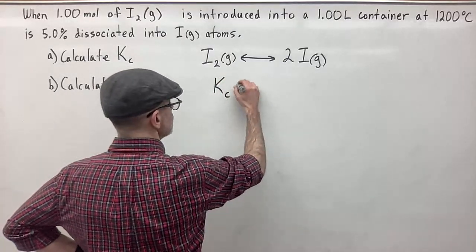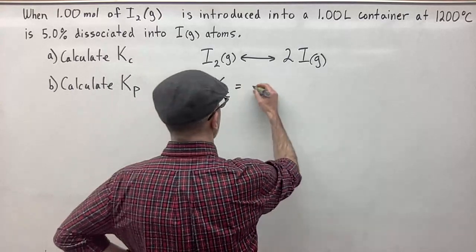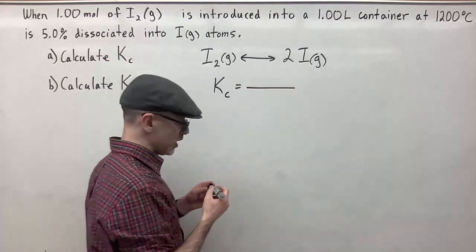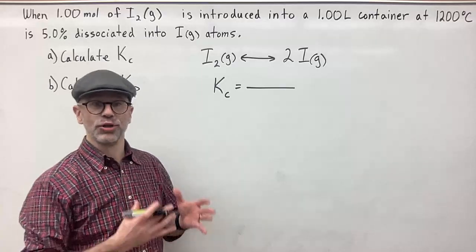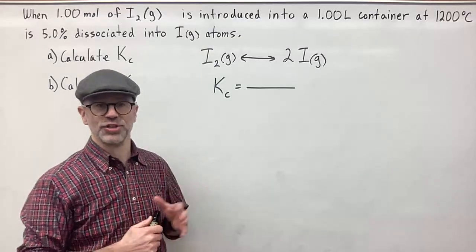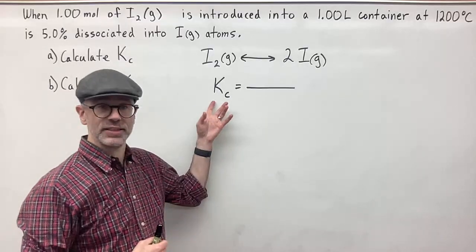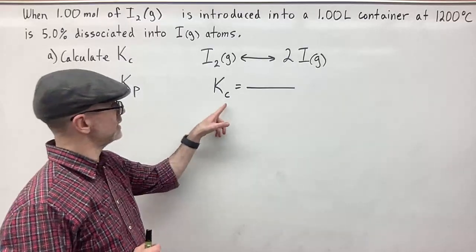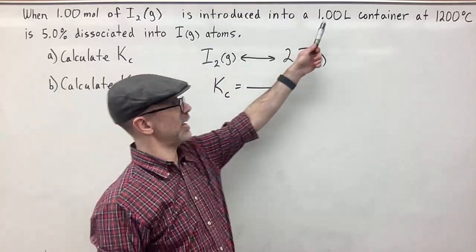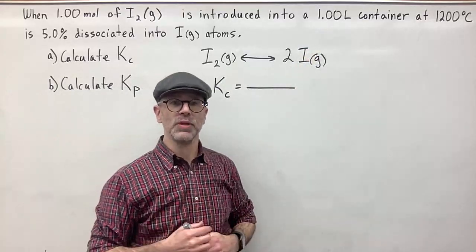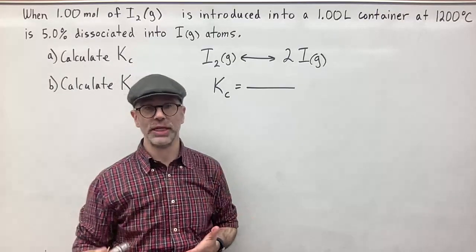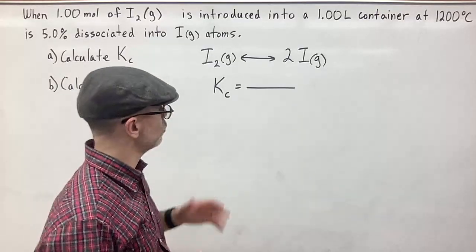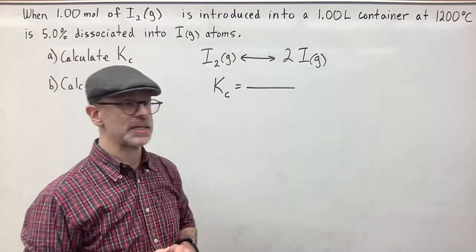Kc is going to be equal to the concentration of products over reactants, right? That's the general, simplified version of the equation for the equilibrium constant. We're going to calculate Kc because look what they gave us. They gave us a 1 liter volume, and they gave us 1 mole, and concentration is moles per liter. And so we can write out the expression for Kc.